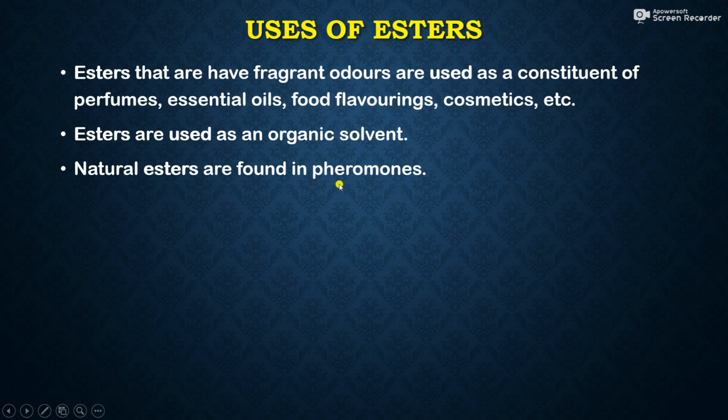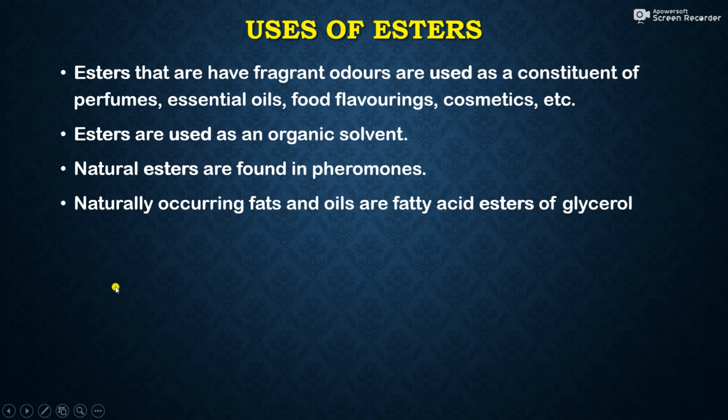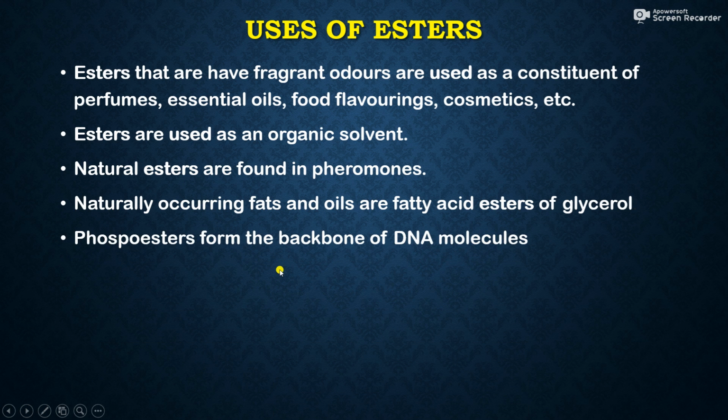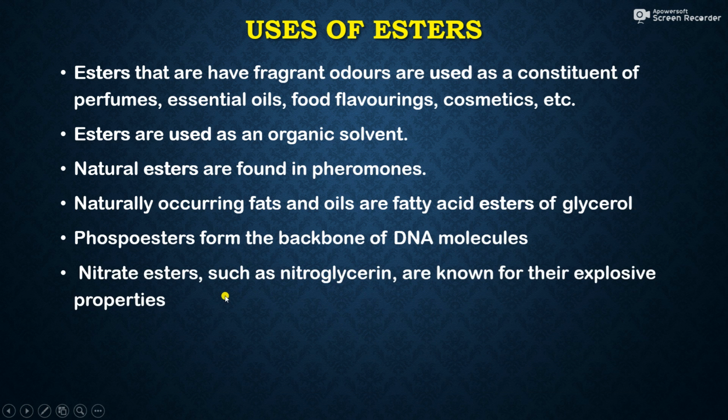You might know the pheromones. Pheromones are the compounds which are secreted by different insects, plants, and animals for their day-to-day activities. Naturally occurring fats and oils are fatty acid esters of glycerol. Phosphoesters form a backbone of the DNA molecule. Nitrate esters such as nitroglycerin are known for their explosive properties.